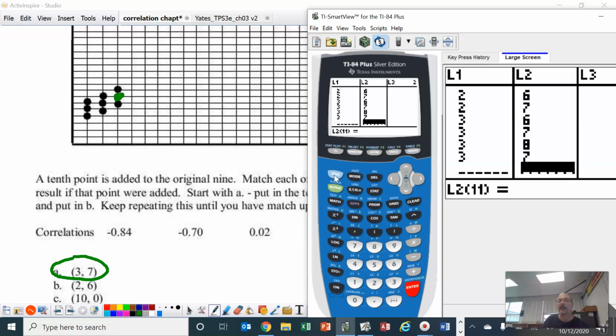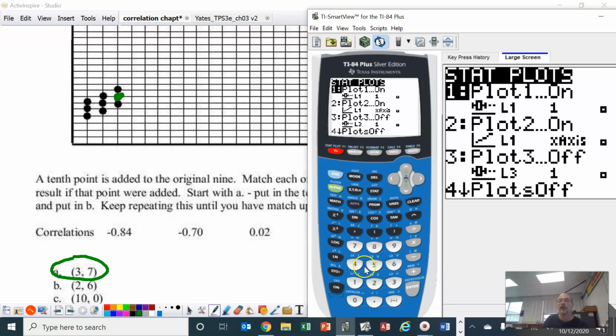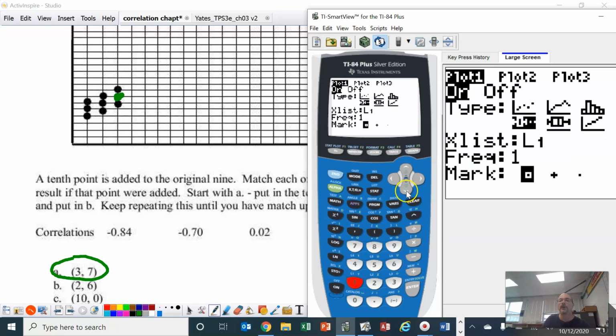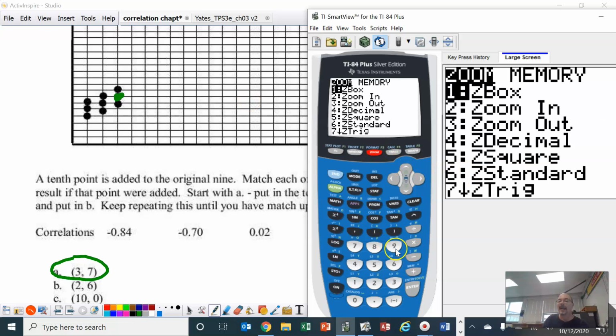Because I haven't shown you that yet. So remember to turn your scatter plot on. You hit second Y equals. Okay, pick number 1, and I'm going to go down, and the very first one is your scatter plot. Again, that very first box, that very first one is your scatter plot. Make sure it says list 1 and list 2. And then zoom 9.